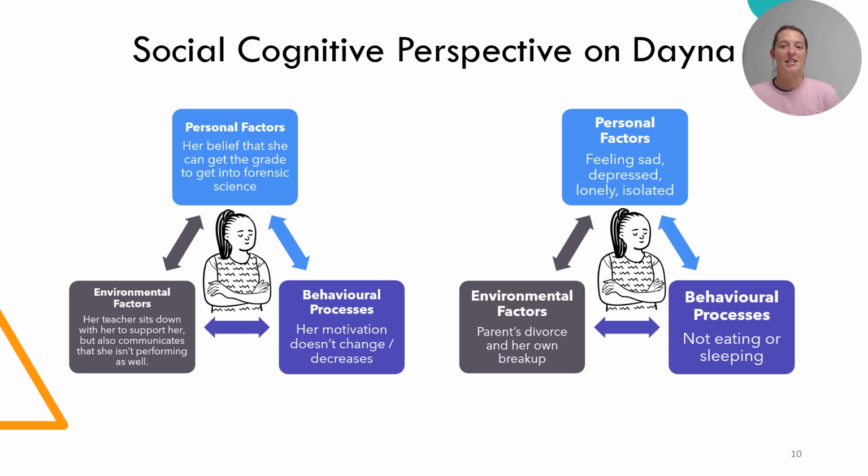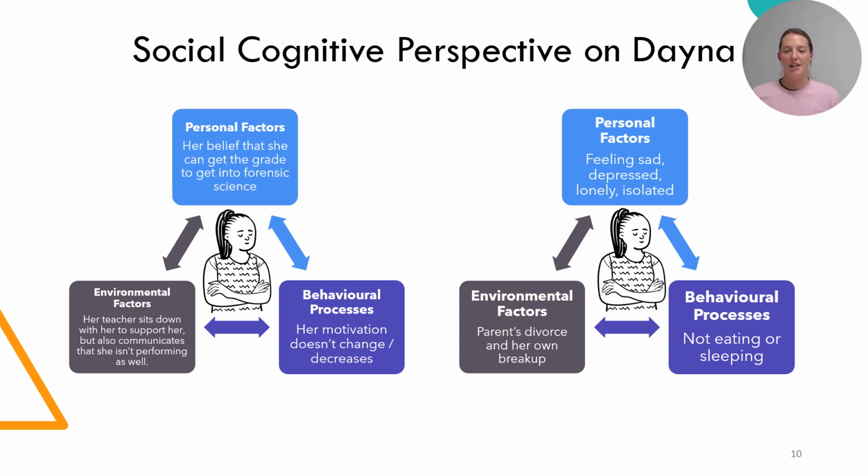Now I'm looking at more of the emotional side of what's going on with her. In the background of her year 12, her parents are getting a divorce, and she's also going through her own breakup. So you can only imagine the emotions, the personal factors, that she's going through. She's probably feeling sad, depressed, lonely, isolated. And then we see that reflect in her behavioural processes, where she's not eating and she's not sleeping. She doesn't even have the effort to give herself the basic needs. So how is she going to have the effort to apply herself at school?